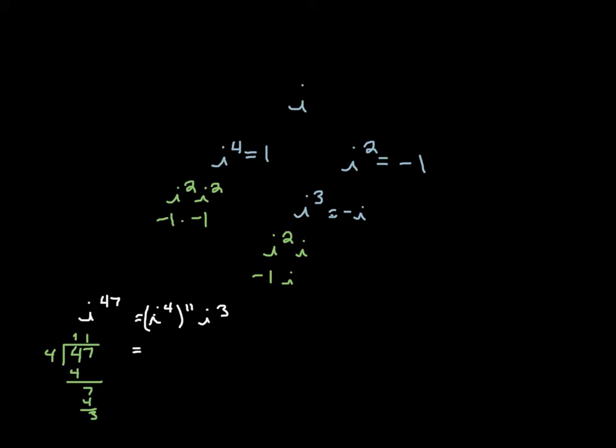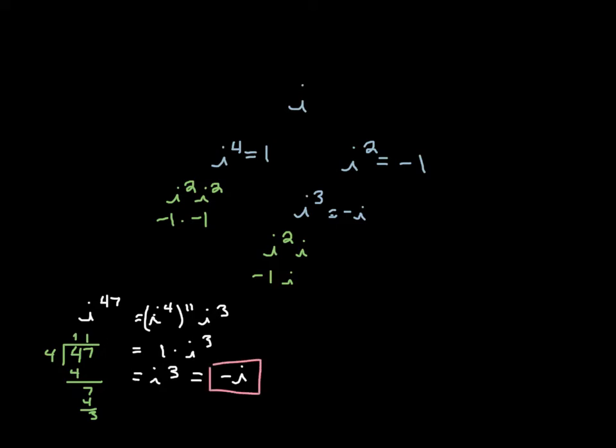I to the fourth was equal to 1. So it's going to be 1 times I to the third, which equals -I. So I to the 47th is the same thing as -I.